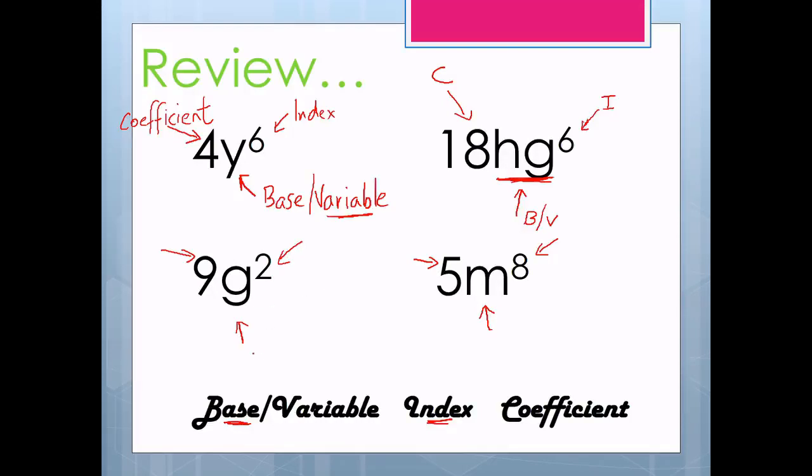The last two are a little bit more straightforward. 9g to the power of 2, the g is the base or the variable, the 2 is the index, the 9 is the coefficient, and for 5m to the power of 8, the m is the base or the variable. You've probably guessed it by now, the 8 up there is the index, and the coefficient is 5. Hopefully you'll be able to identify those features of some of these algebraic terms.